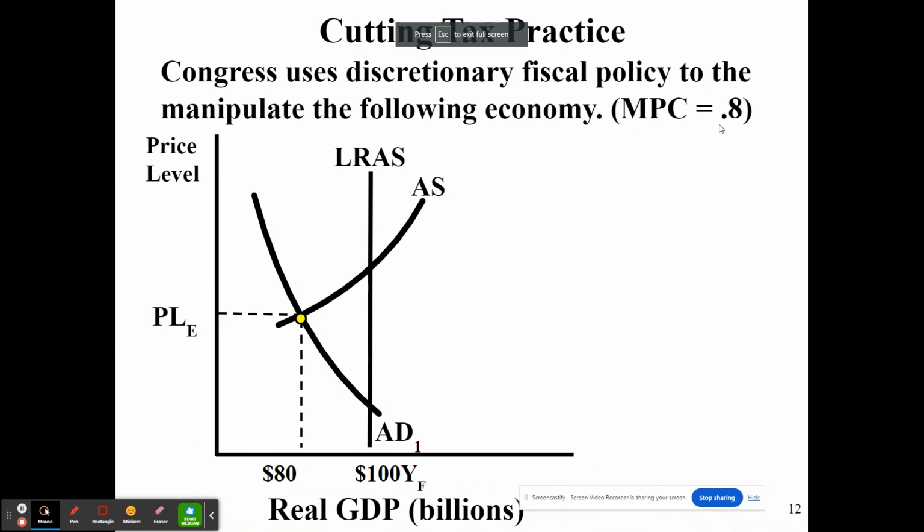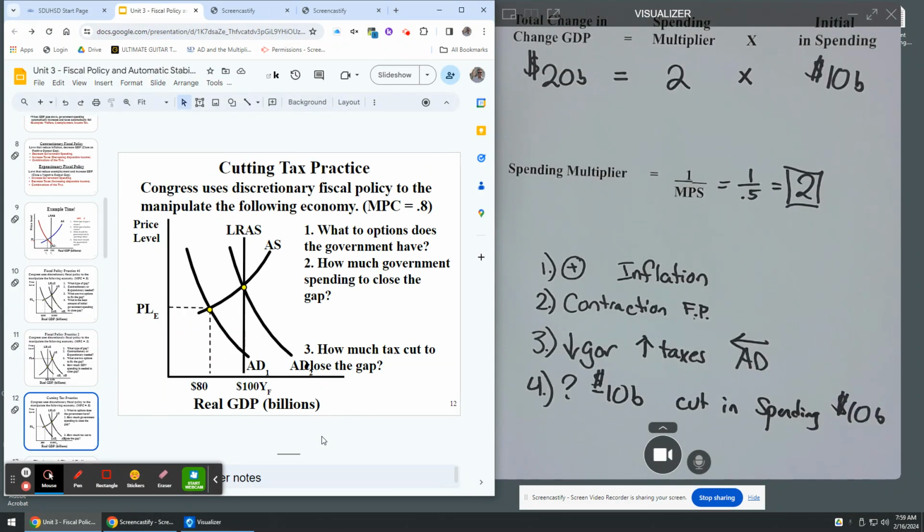We have another scenario here. Congress uses discretionary fiscal policy to manipulate the falling economy. Now we're looking at a full employment output of $100 billion and a short-run equilibrium or a current GDP of $80 billion. So I've got a gap. Again, it's a $20 billion gap. So let's solve this puppy out.